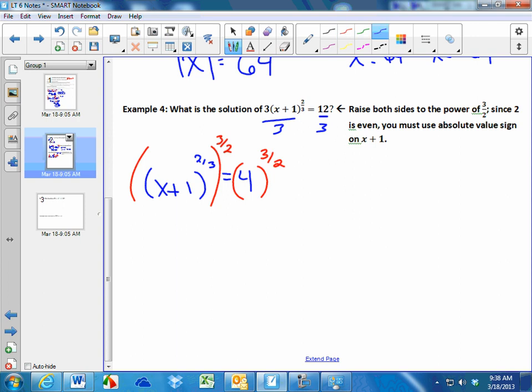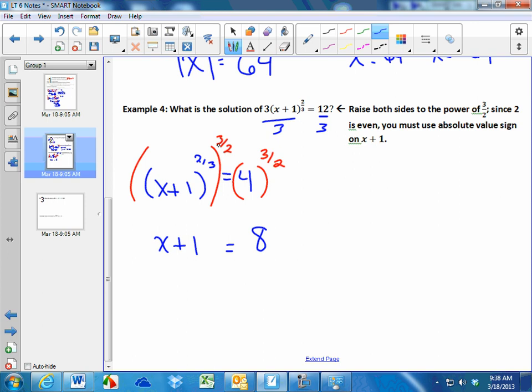Let's do the easy side first, the one that the calculator will do for us, basically. That's the square root of 4 cubed. So that's the square root of 4 times the square root of 4 times the square root of 4. It's 8. And the calculator will agree with that. It's 8. On the left side, we get x plus 1 because the 2/3 power raised to the 3/2 power becomes 1.